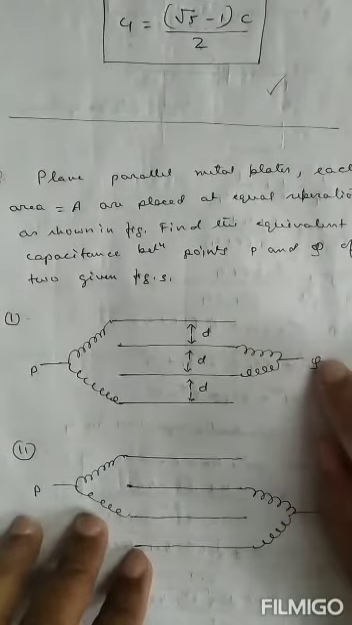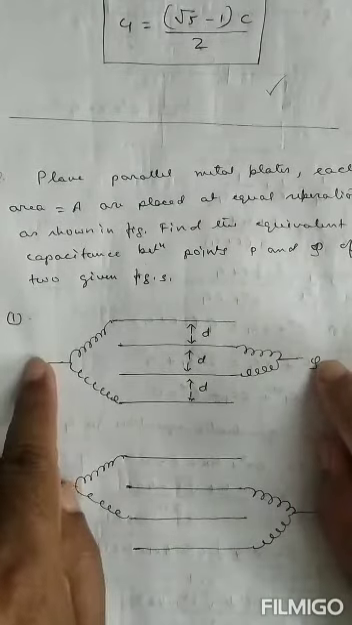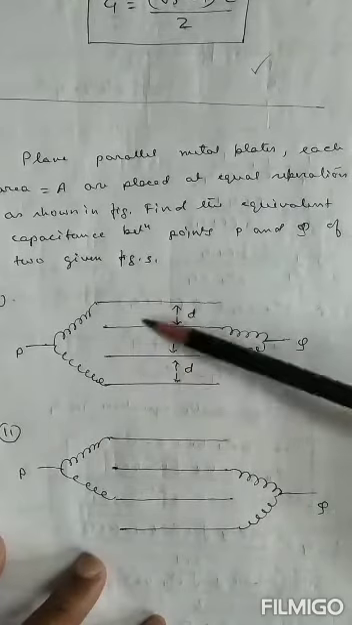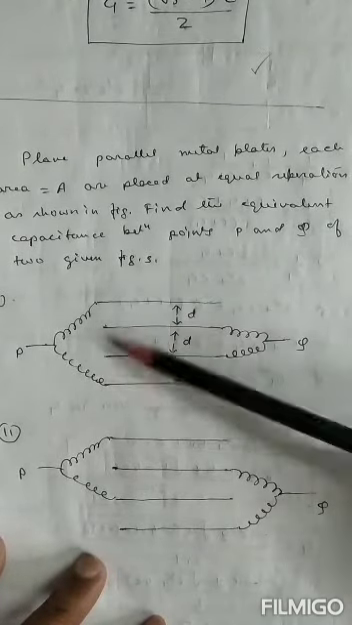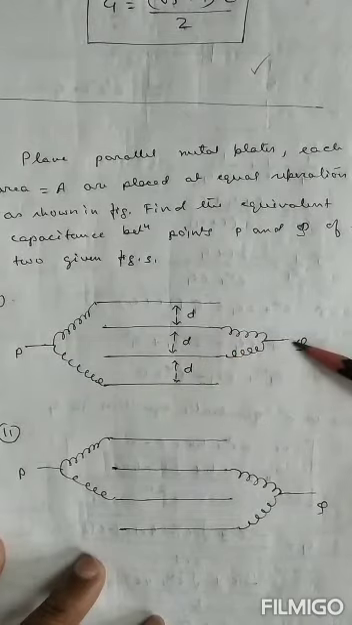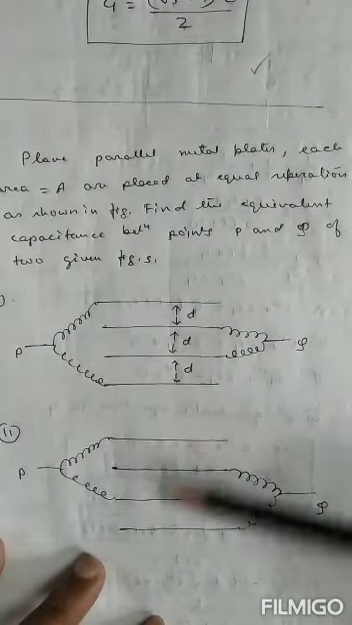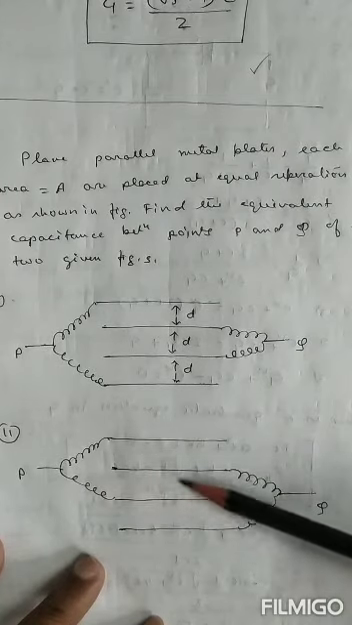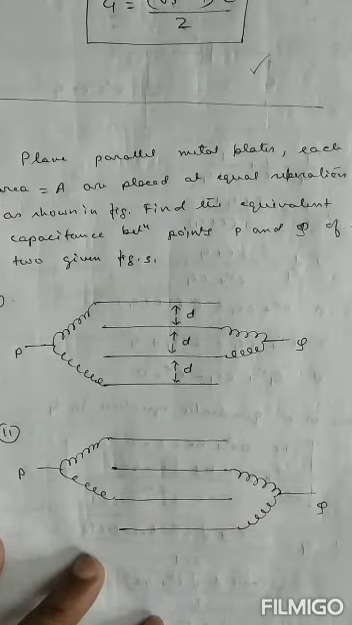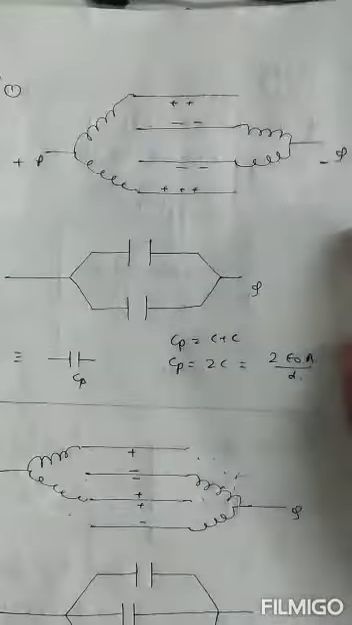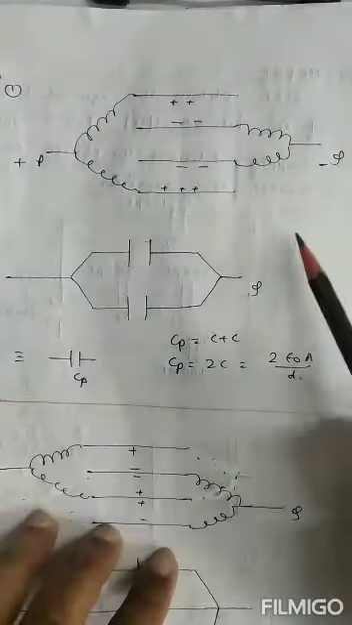We have to calculate the equivalent capacitance between the points P and Q. You just see, in the first arrangement, the first and fourth plates are connected to P and the second and third plates are connected to Q. In the second numerical, the first and third are connected to P and the second and fourth are connected to Q. We have to calculate the equivalent capacitance. So what is the arrangement? So this is the arrangement. There are two different methods.